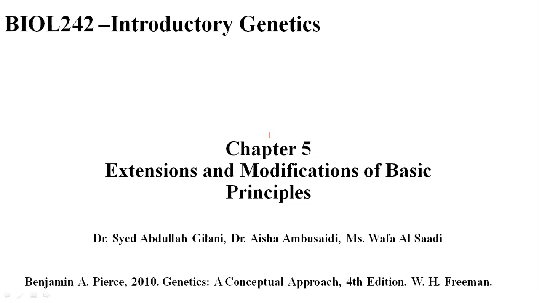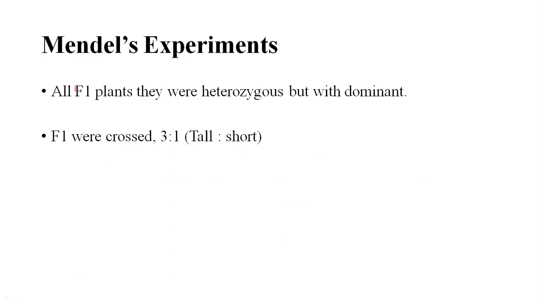So here, in Mendel's experiment, we find that all F1 plants were heterozygous. For example, a cross of capital T capital T tall plants with the short plants, small t small t. So the F1 genotype was heterozygous, capital T and small t. All were heterozygous, but the dominant allele was more expressive there, so all tall.